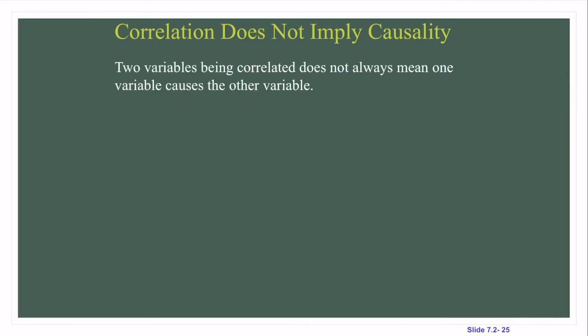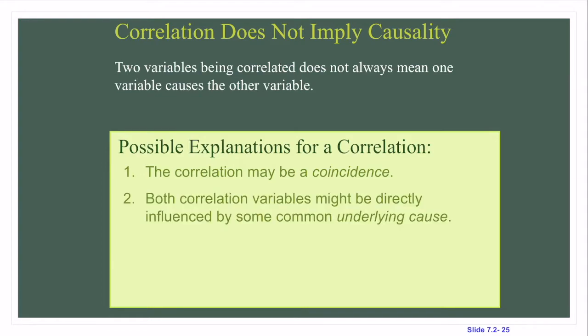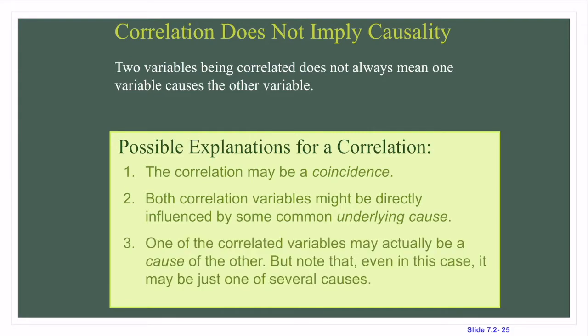One thing I want us to note is that correlation does not imply causality. Two variables being correlated does not always mean one variable causes the other variable. Possible explanations for a correlation could be a coincidence. Both correlated variables could be directly influenced by some common underlying cause. And one of the correlated variables may actually be a cause of the other. So you can have true causation. You just need to check that it's not coincidence or an underlying cause.